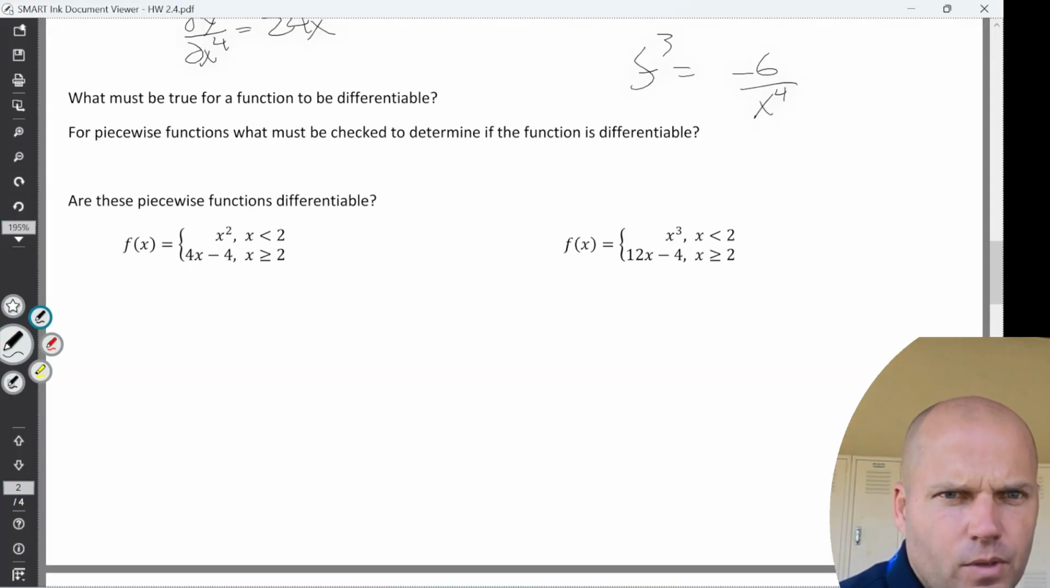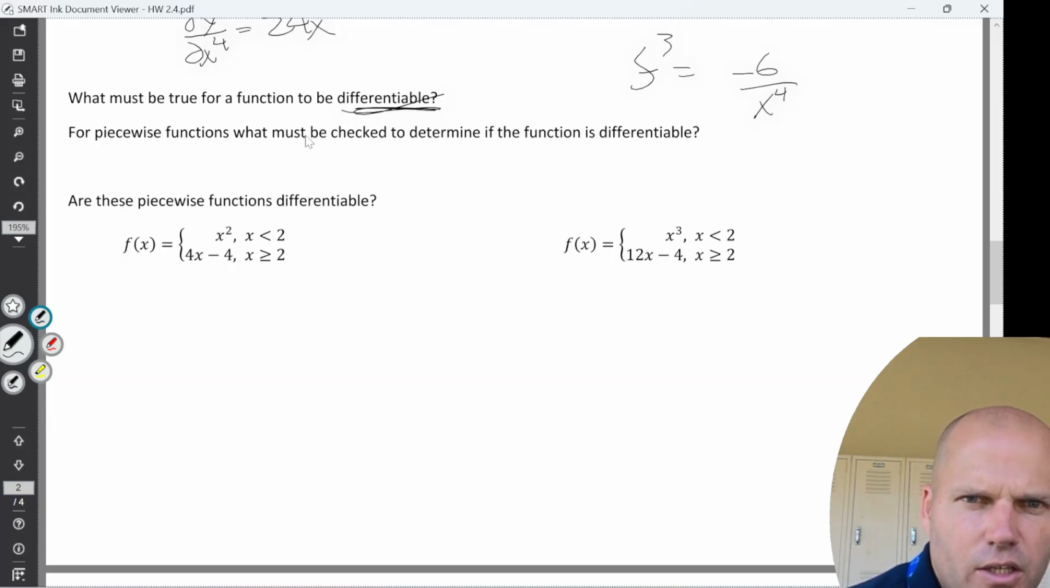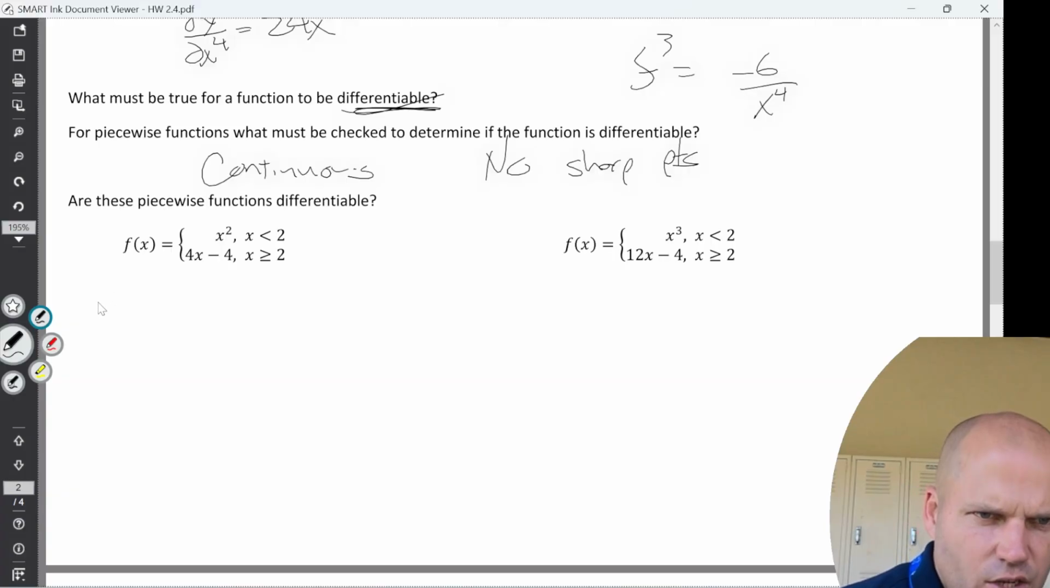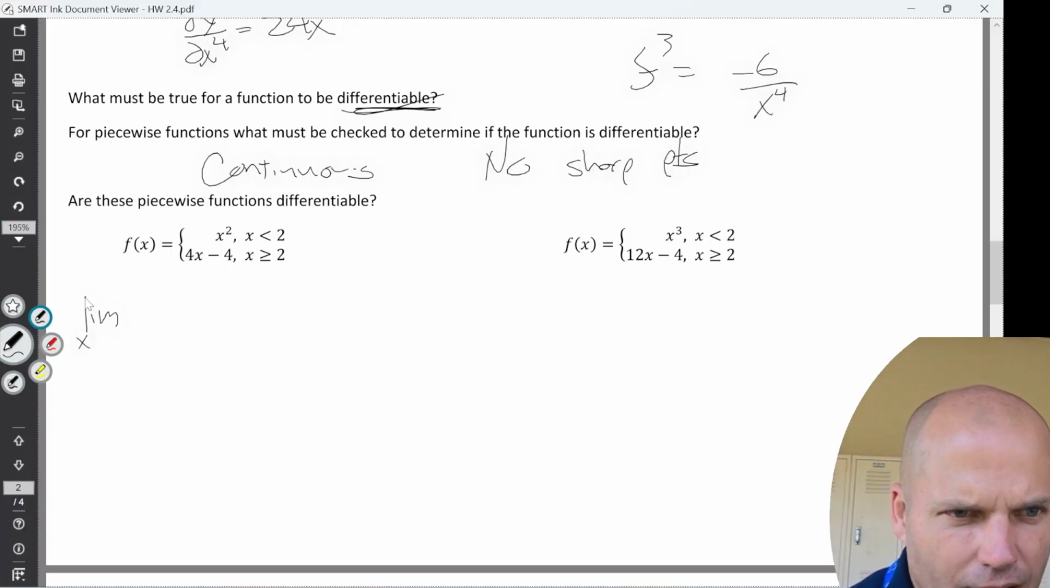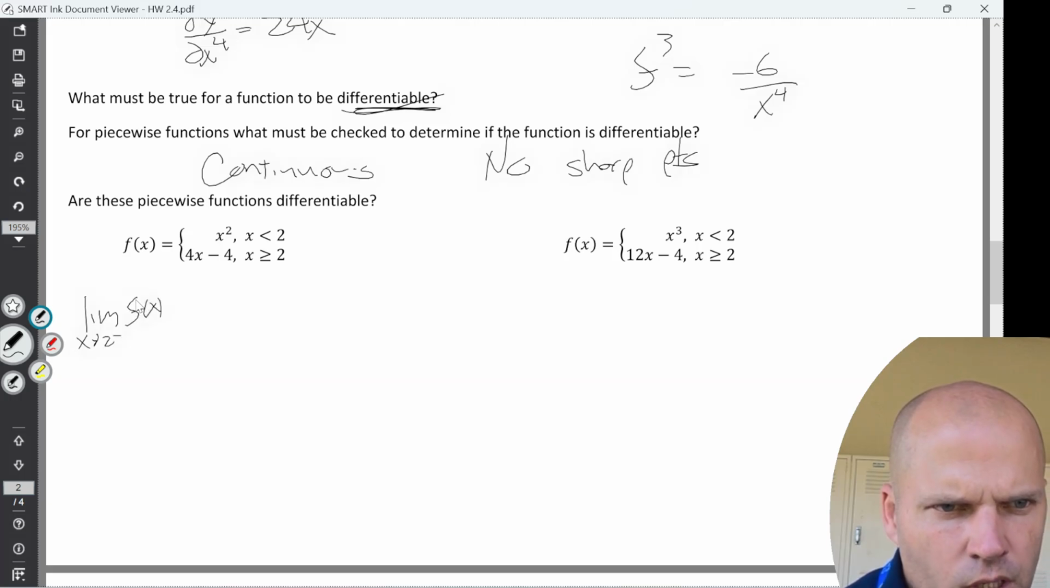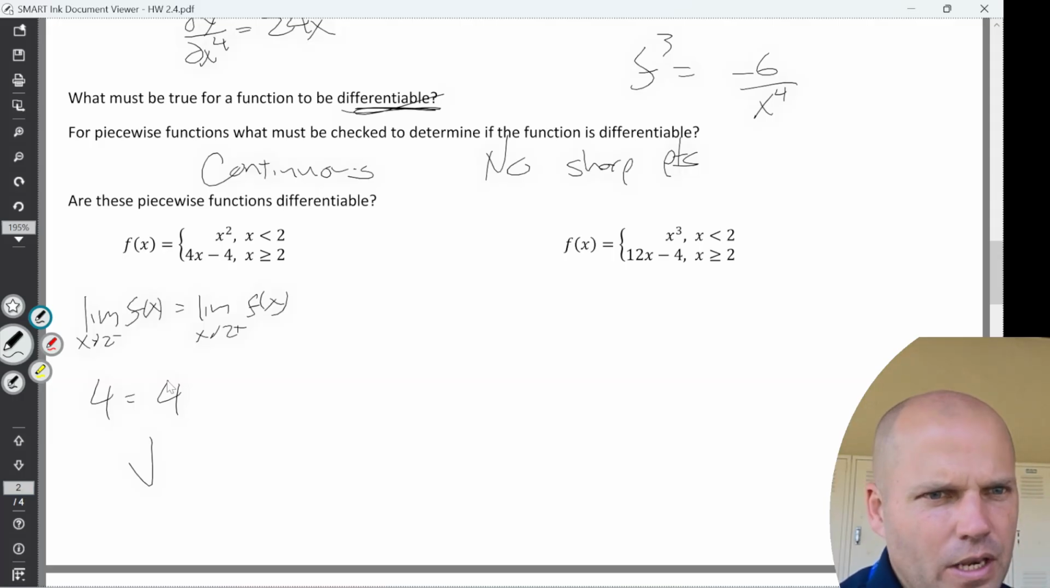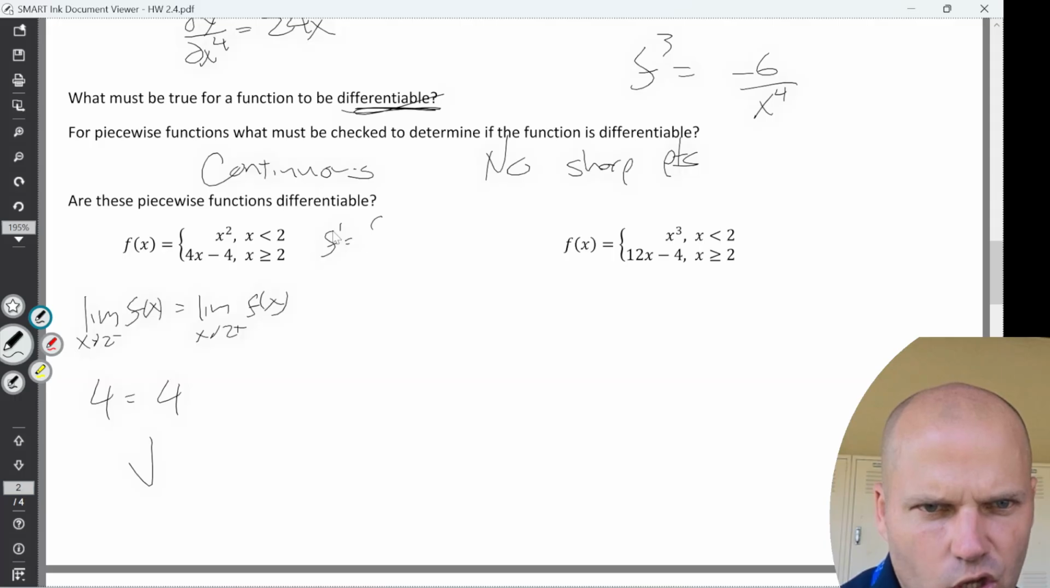Okay, we talked about being differentiable. It means you have a tangent slope. To be differentiable, you must be continuous. You must have no sharp points. Cool? So we have evaluated the function's continuity. We would look at x equals 2, and we'd make sure that 2 to the right and to the left would give us the same value. 4 equals 4. Correct.